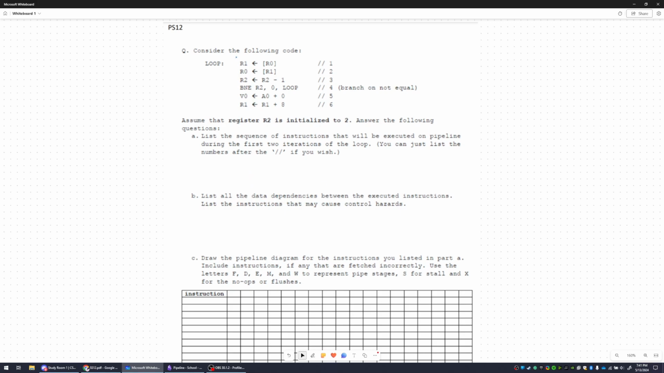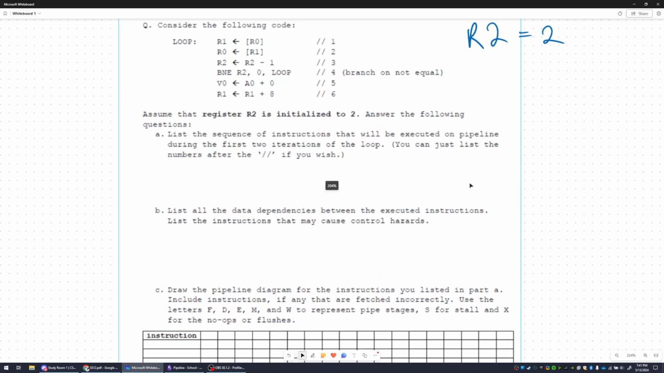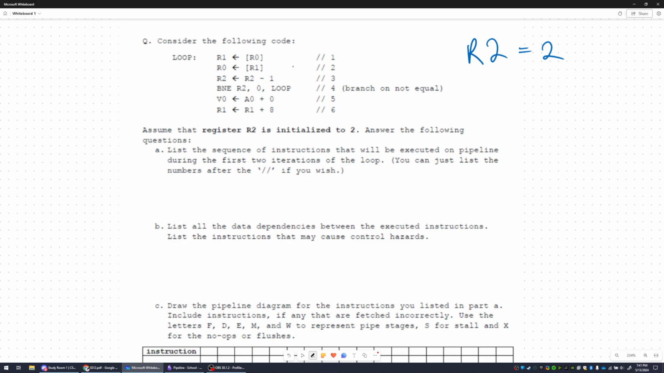So for the first problem set, you have a code that says register 2 is initialized to 2, and then you have to list the sequence of instructions that we execute on the pipeline during the first 2 iterations of the loop. Basically, the code will run line by line. So definitely 1, 2, and 3, because those are just load and R types.